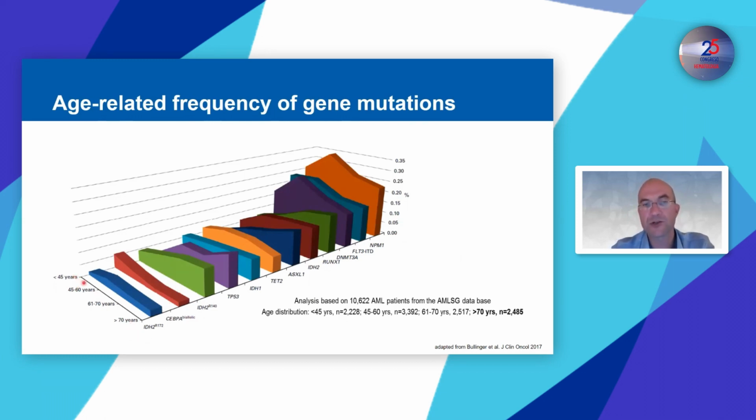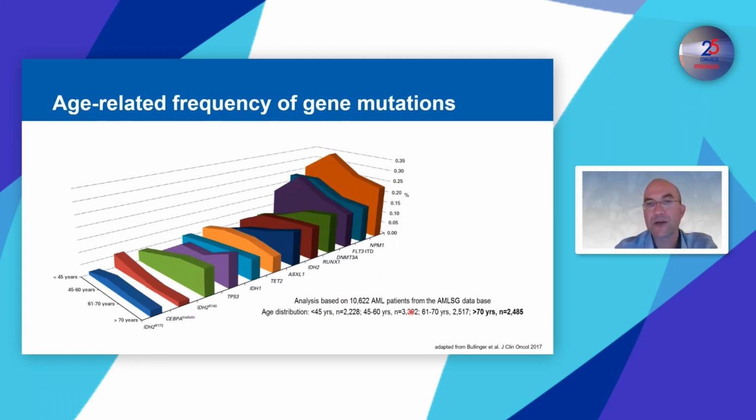But here what I want to show you, on the y-axis we have plotted the age of the patients, on the x-axis you see the different mutations, and on the z-axis the frequency of the respective mutations. This is a meta-analysis of over 10,000 AML cases from our German and Austrian AML study group.